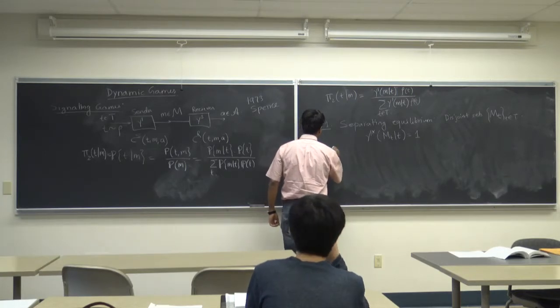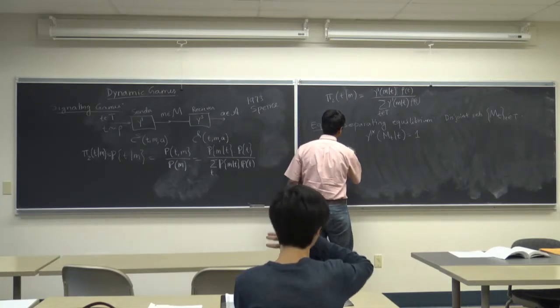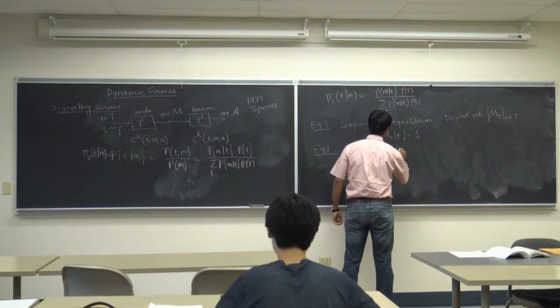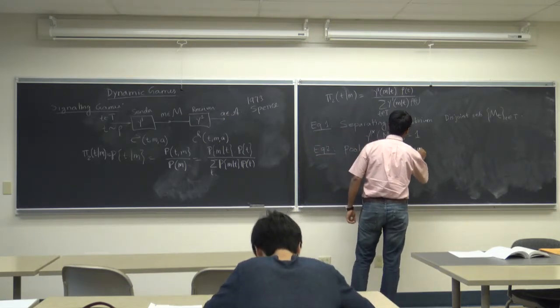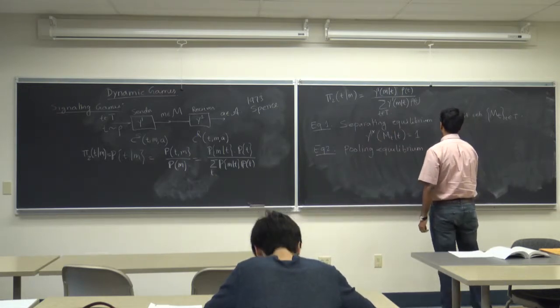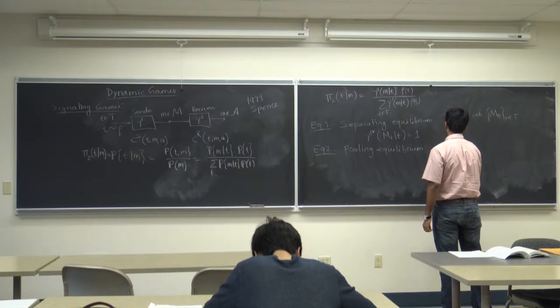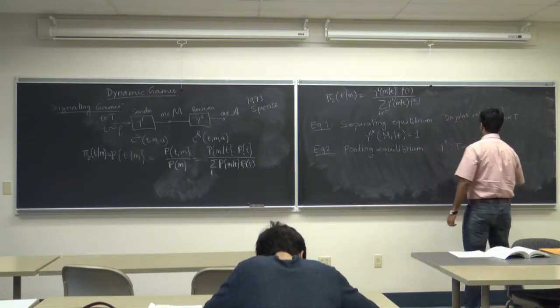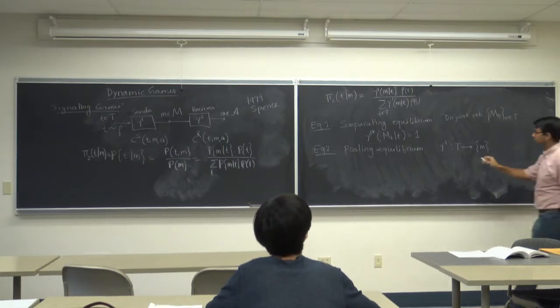Then the second type of equilibrium that appears is called pooling equilibrium, okay, in which gamma 1 maps the entire T to a single point M, or gamma 1 star.